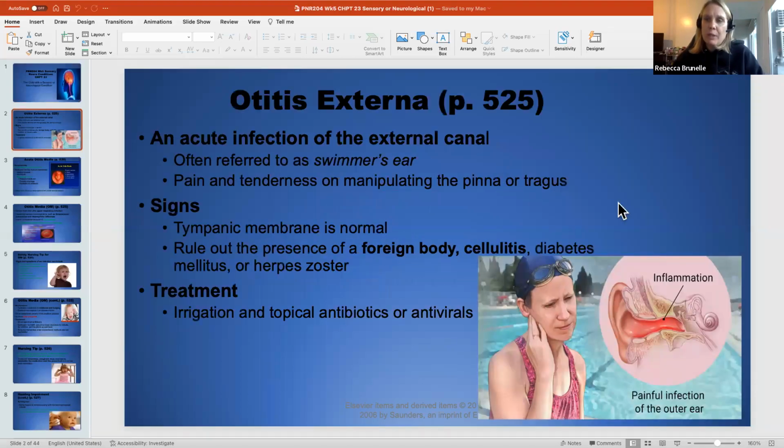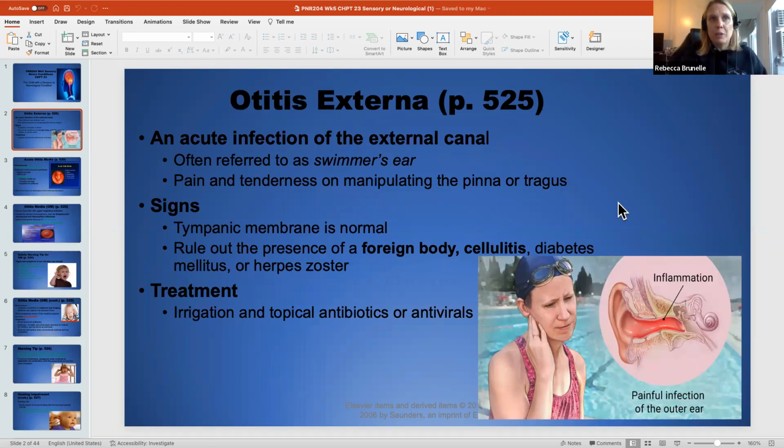So in pediatrics, we frequently talk about otitis media, which is infection of the middle ear, but you can also have otitis externa, which is an infection in the ear canal. So from the opening of the ear to where the tympanic membrane is. It's also called swimmer's ear, and pain and tenderness on manipulation of the pinna and the tragus. This is manipulation of the outer part of the ear, causes pain in the ear canal.